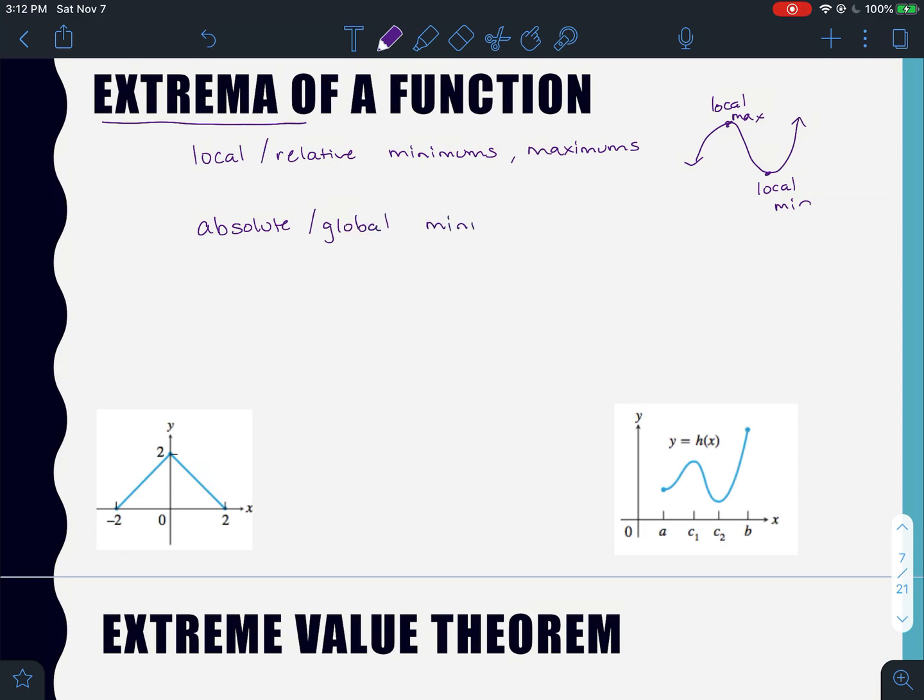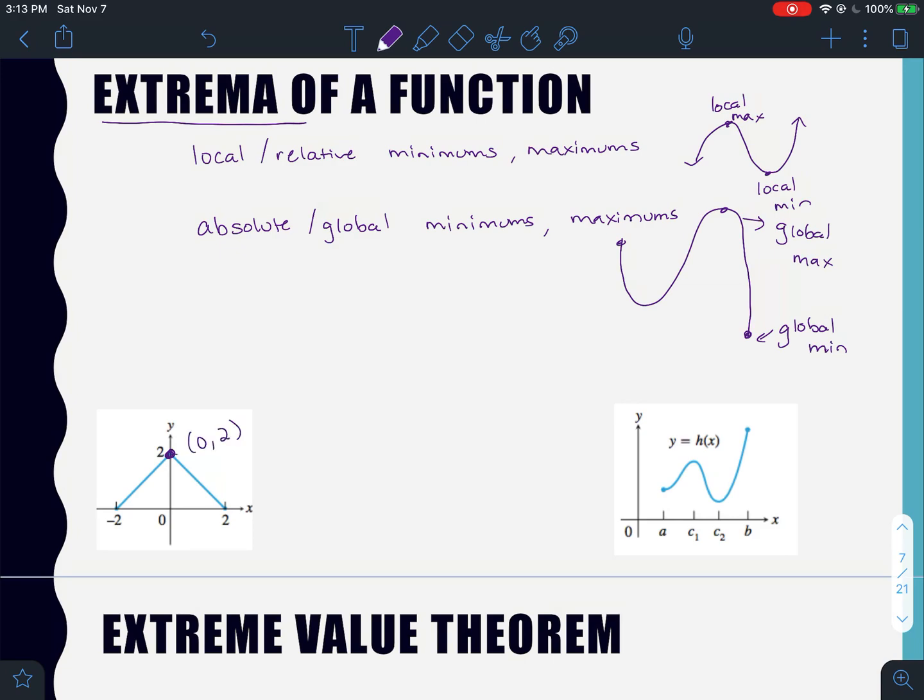And then you can also have absolute or global minimums and maximums. Those would be the absolute highest or absolute lowest points on a graph. So if you have something like this, and then it ends, this point right here would be the global maximum, because it's the highest point that occurs. And then this point down here would be the global minimum. Even though it's not a valley, it's still the global minimum because it's the lowest point that occurs on the graph.